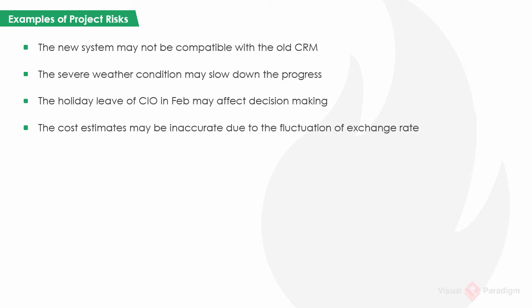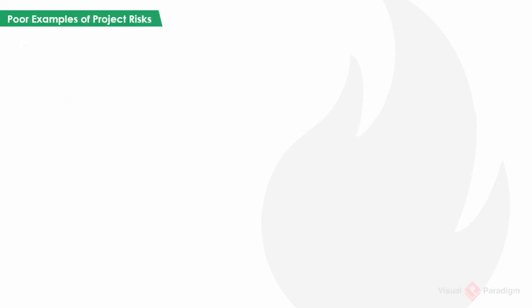Here are several poor examples of risks. The first one, inaccurate cost estimate. This is only a statement, or perhaps something that had happened or is happening. No matter what, it's not a risk. A risk must identify the uncertainty that led to the risk.